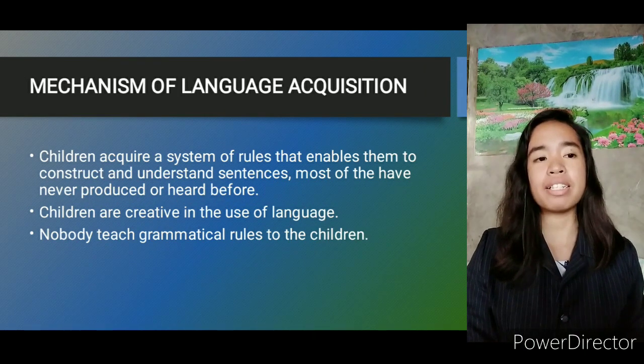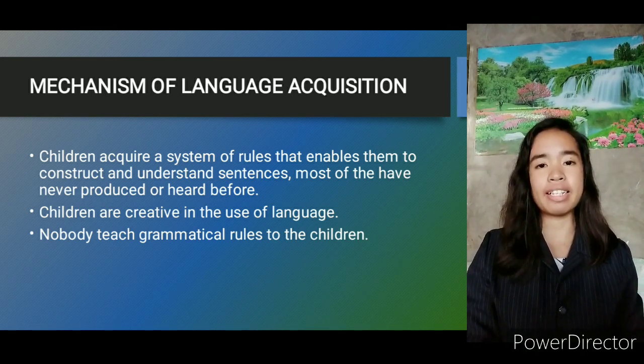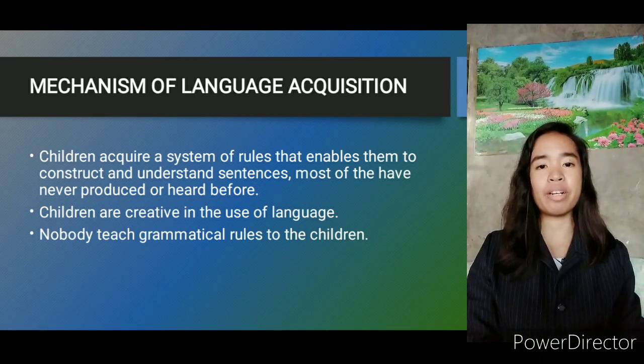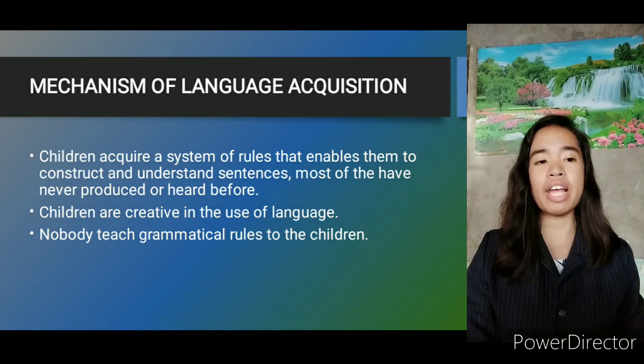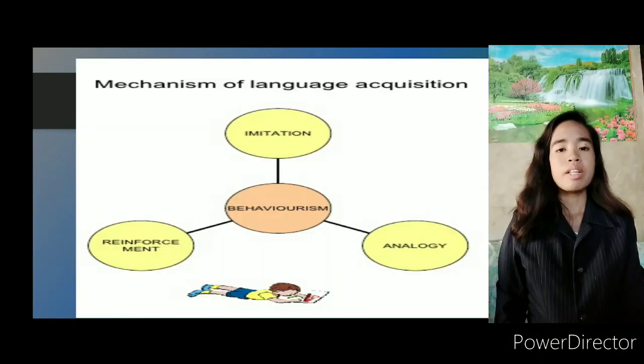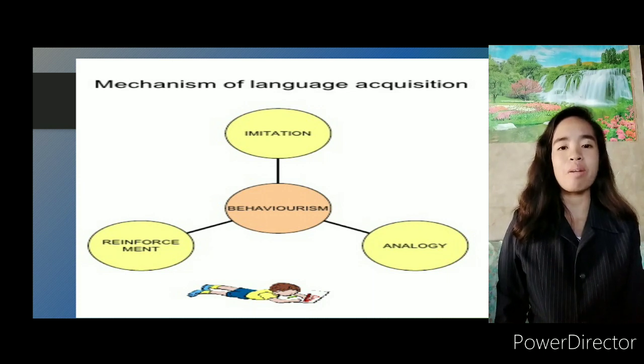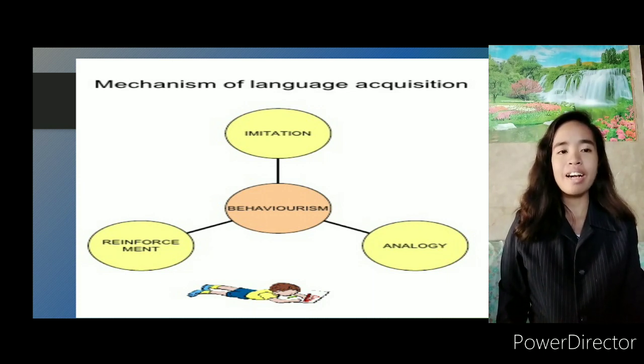Children acquire a system of rules that enables them to construct and understand sentences. Most of the words they have never produced or heard before. Children are creative in their use of language. Nobody teaches grammatical rules to the children. Now we have here the parts of behaviorism that are connected to the mechanism of language acquisition. These are imitation, reinforcement, and analogy.